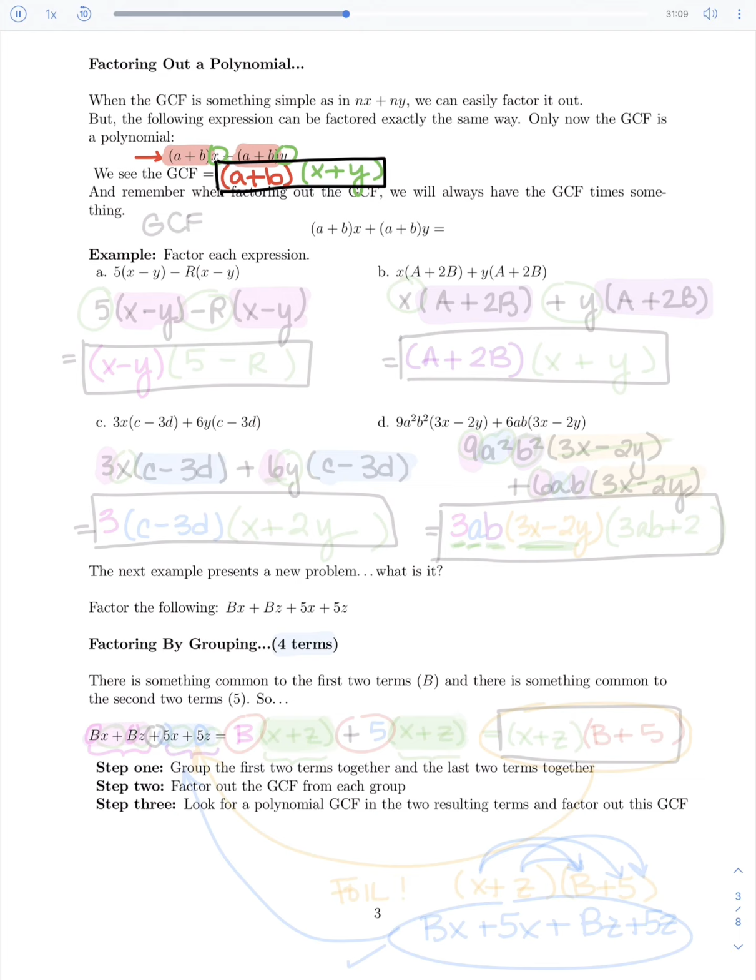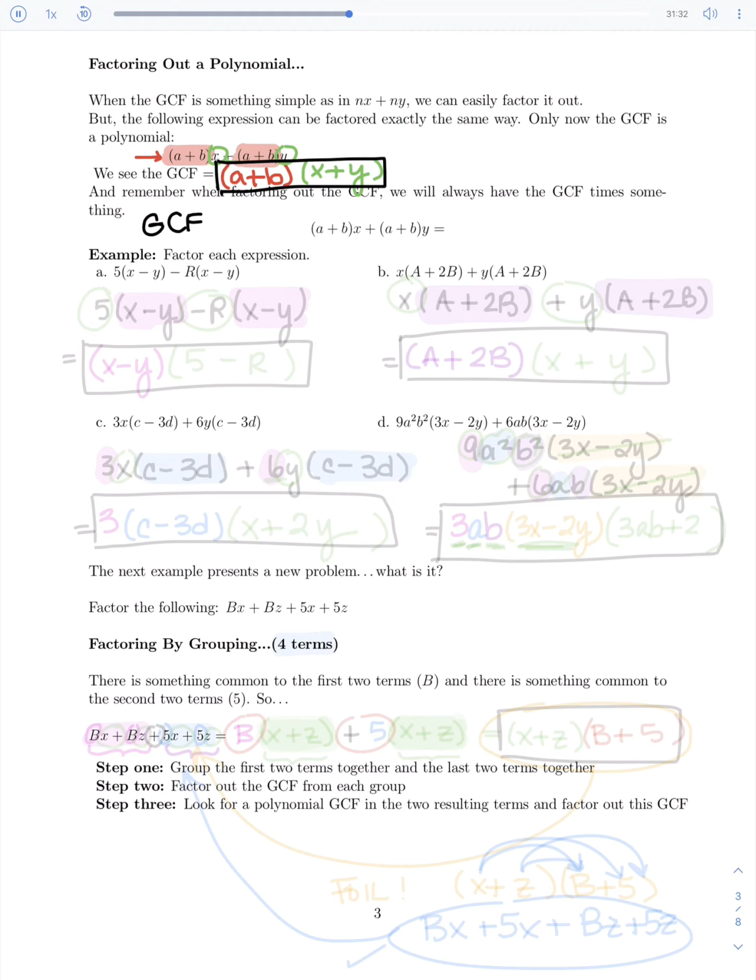So this is still considered factoring out the GCF, the greatest common factor, because you're pulling out something that matches the a plus b with parentheses. It just looks a little funny. So we're going to continue by doing the same thing throughout this section. We're still just factoring out the greatest common factor. So let's take a look at this next example.